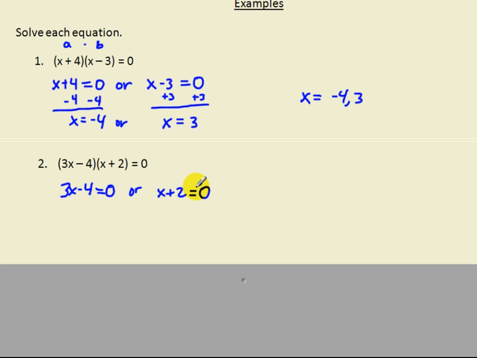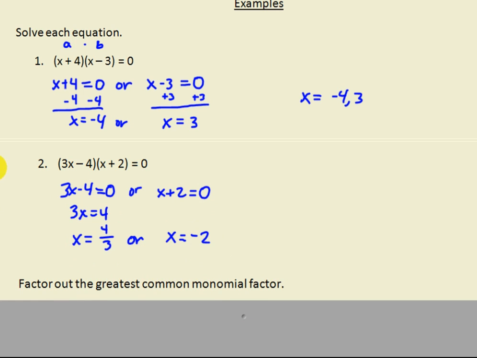Same idea here, it's just going to involve a couple more steps because we need to add 4 to get 3x = 4, and then divide each side by 3 to get x = 4/3. Or in this case, we only need to subtract 2 and we're done in one step. x = -2. Okay, number 3 and 4, we have a different set of directions.